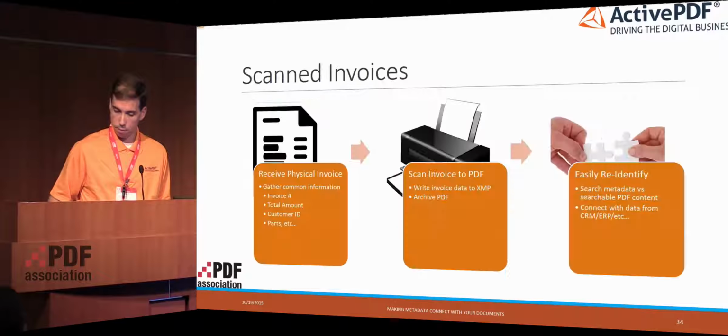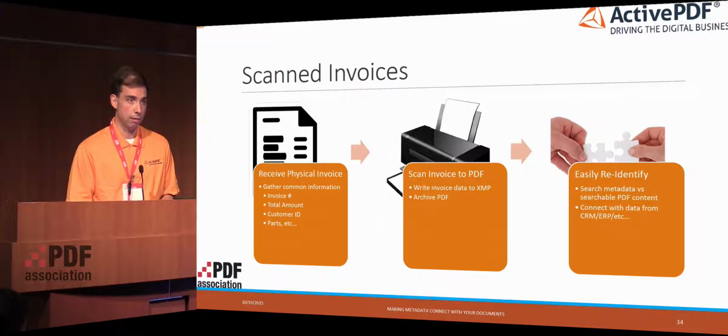Another example is physical invoices. We get a purchase order that comes in. At the time that we have it, we have all the information we need as it's right there and fresh. So what we can do is scan that to PDF, store the invoice number, total amount, customer ID, parts, anything we want to store for later as XMP metadata, and then we can archive the PDF. Encrypt the PDF if you want.